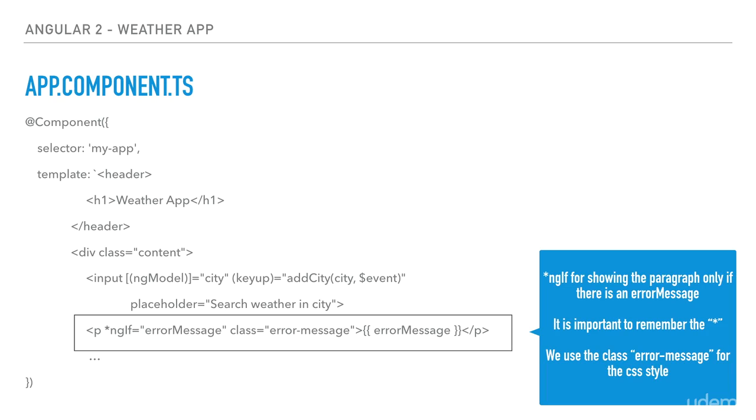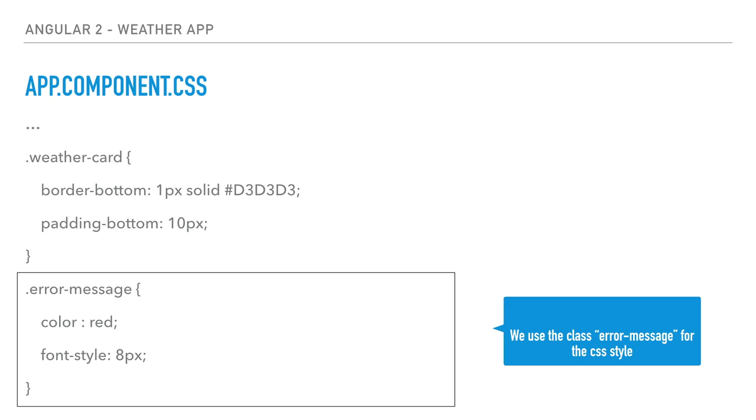It's like this. We take our template, then we add a paragraph, for example, and then we use ngIf. If the variable error message is not empty, then we will display this paragraph and we will put the error message. We also apply a class to this paragraph just to customize the color and that it looks like an error. So we come to the style. Inside the style, here we have .error message, color red, font style 8 pixels. Well, actually font size, there's an error here.